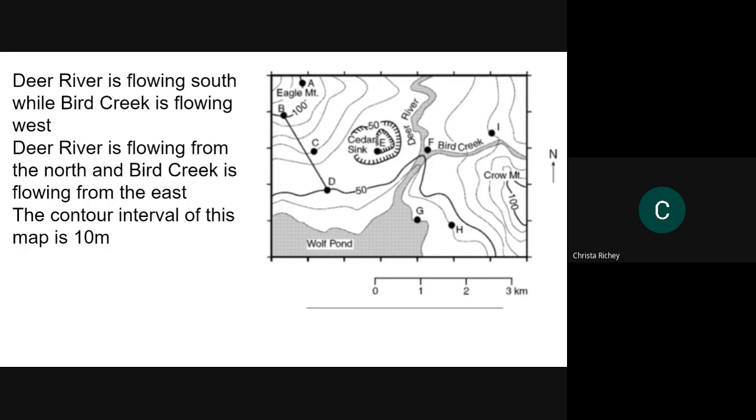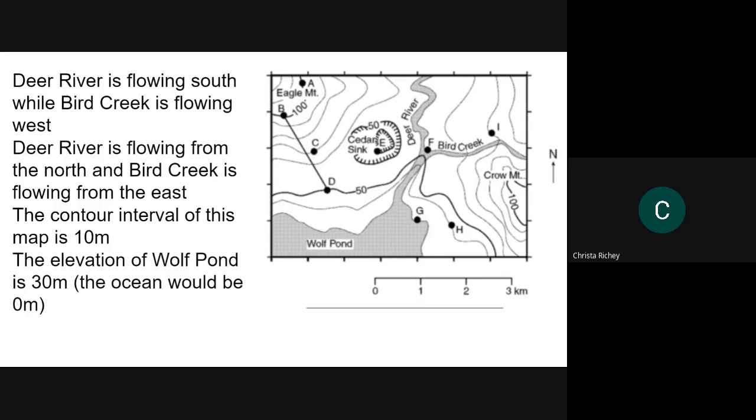And then let's see, the last one that's on here, I think that's all of it. The other part I put on here, Wolf Pond, G, this is the shore of this pond. If the interval is 10, and now we're going down in elevation, it would be 50, 40, 30. If you were at the ocean, you wouldn't even have to calculate anything because the ocean is at sea level, which is 0.